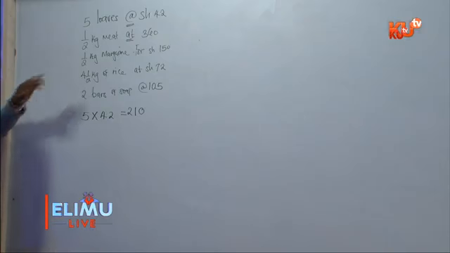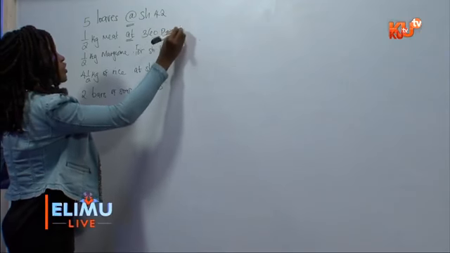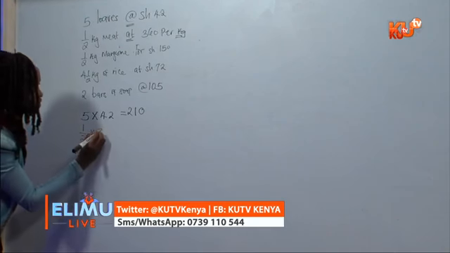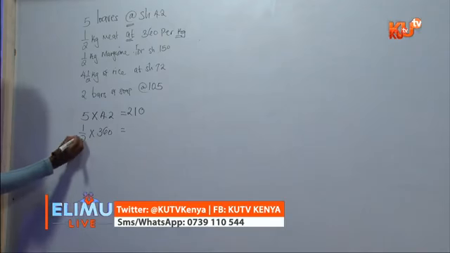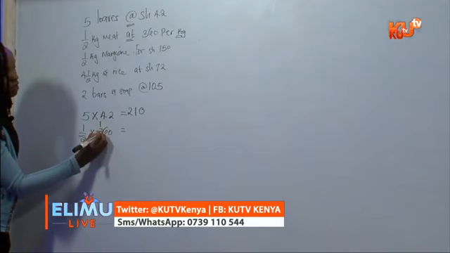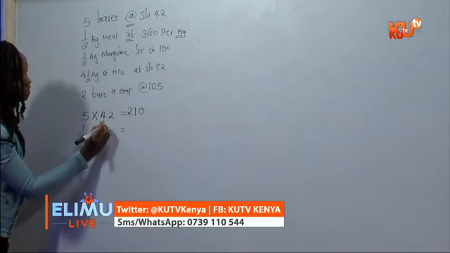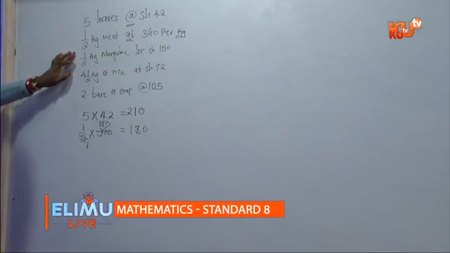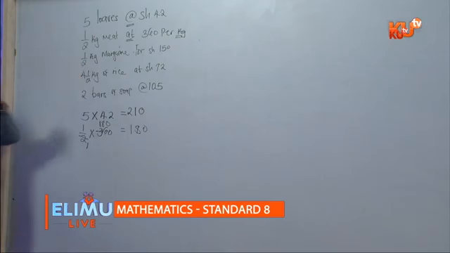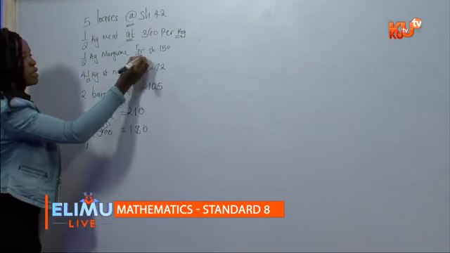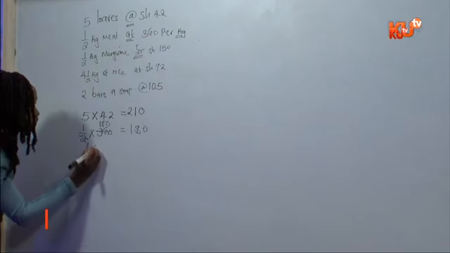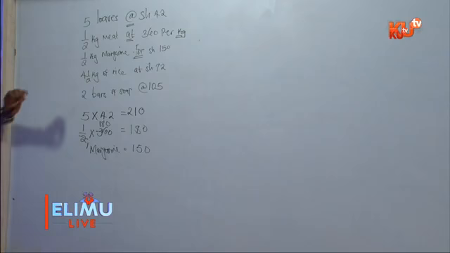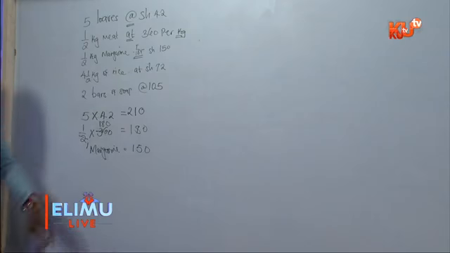Then we have a half kg of meat at 360, the cost of 1 kg. That is the cost of each item, because we're told it is 360 per kg. So we are going to take a half times 360. By 2, 1, by 2, 1, carry 1, 18. We get 180. 180 shillings is the cost of a half kg of meat. Then we have a half kg of margarine for 150 shillings. That is the cost of the item. So margarine cost 150 shillings.